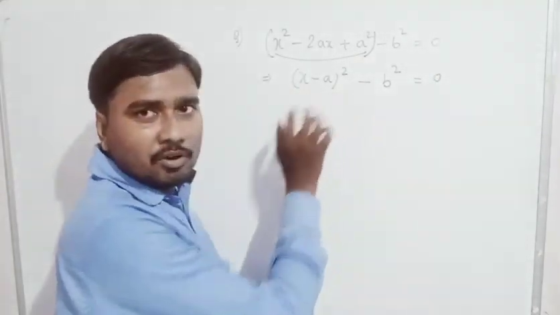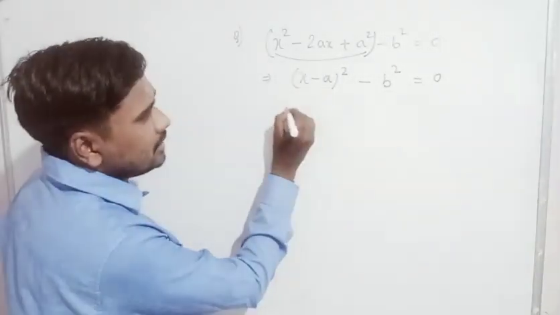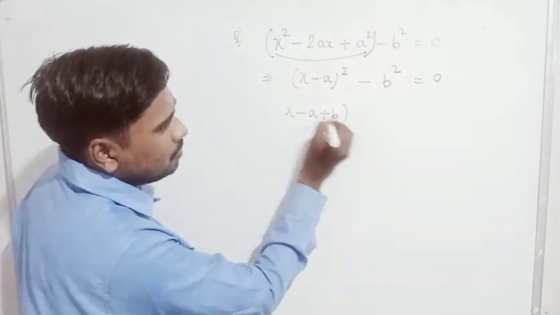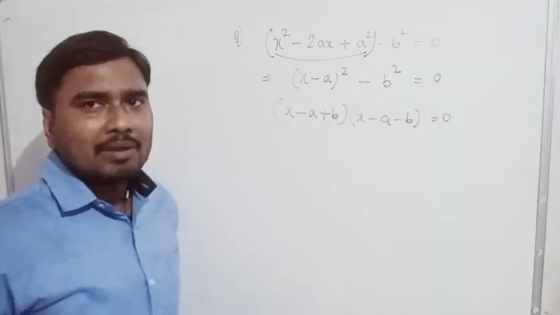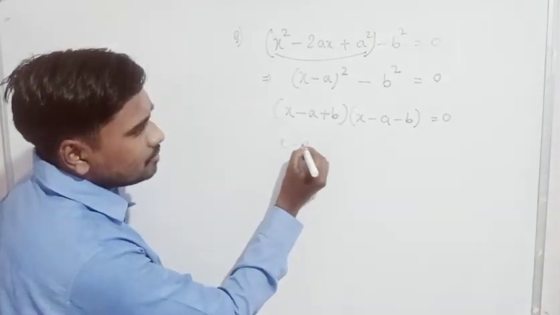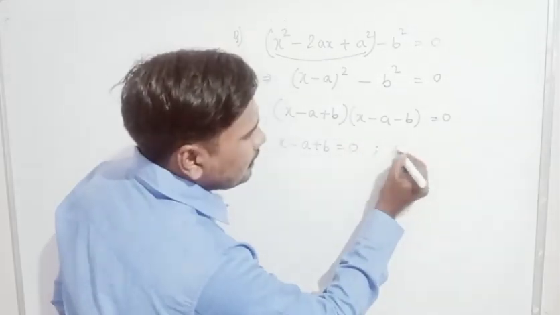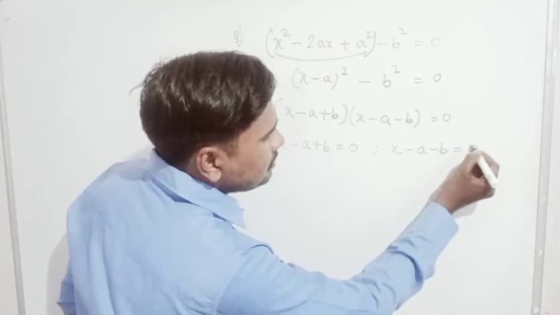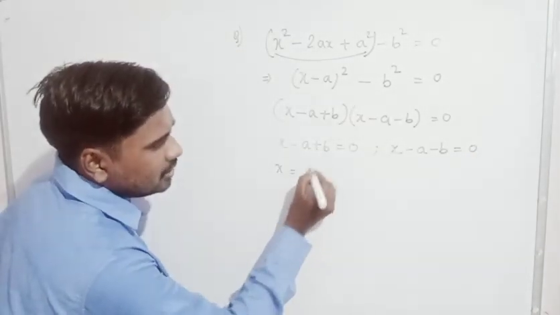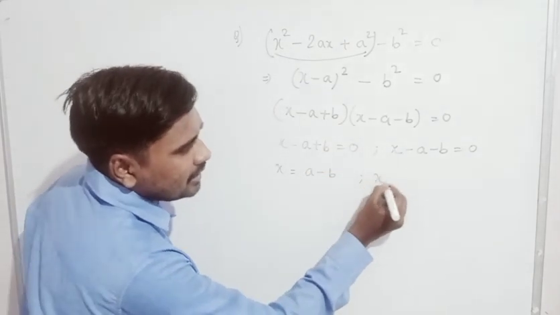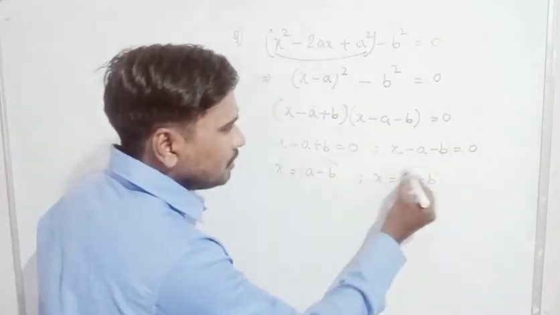Now again these 2 are in formula. This whole part has a, so a square minus b square. So that is a plus b and a minus b. Now write these 2 parts separately. So x minus a plus b is equal to 0 and x minus a minus b is equal to 0. So in the first part you will get x is equal to a positive b negative, and in the second part you will get a positive b positive. So these are the values of x.